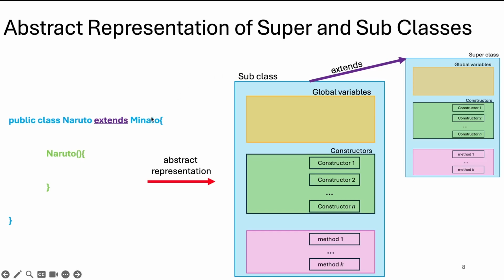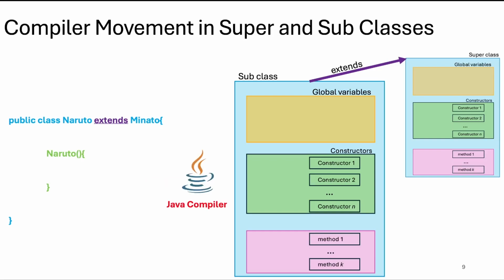If we have another extends for Minato, then we will have another extends from Minato to here. We know in Java, Object is the superclass for every class. So we can also say that this superclass Minato extends the Object class. Now let us see how the compiler moves. So here we are putting the Java compiler.